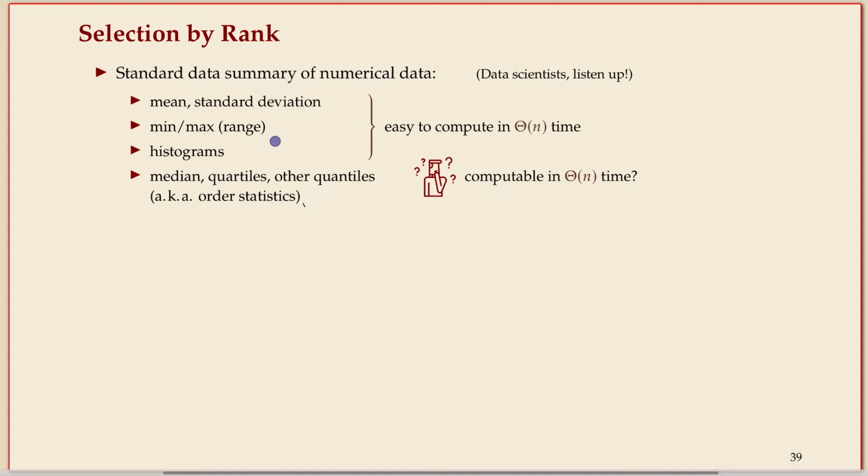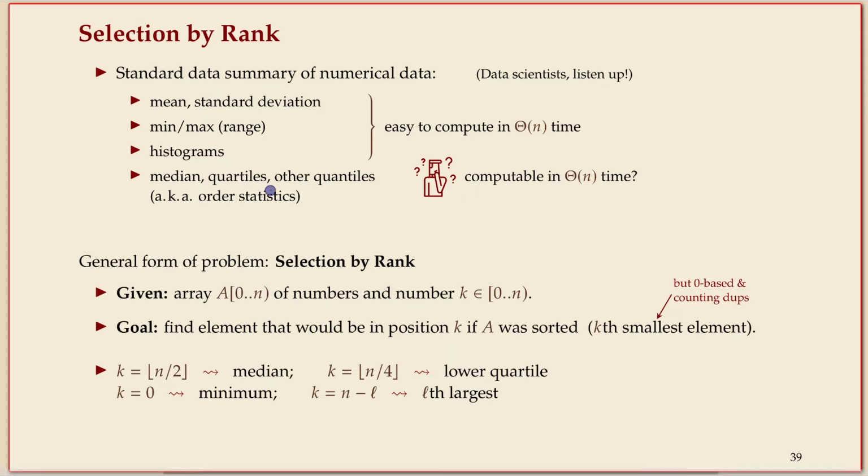But there's the fourth one, where it's maybe not so clear if you can do it in linear time. Which fourth? This fourth, computing quantiles. Now, okay, let me first formally define what the problem is in the general case. I call this finding order statistics. These are called order statistics because they're statistics from the data, summary points of the data that depend on the order only. And the algorithmic problem, I called it selection by rank.